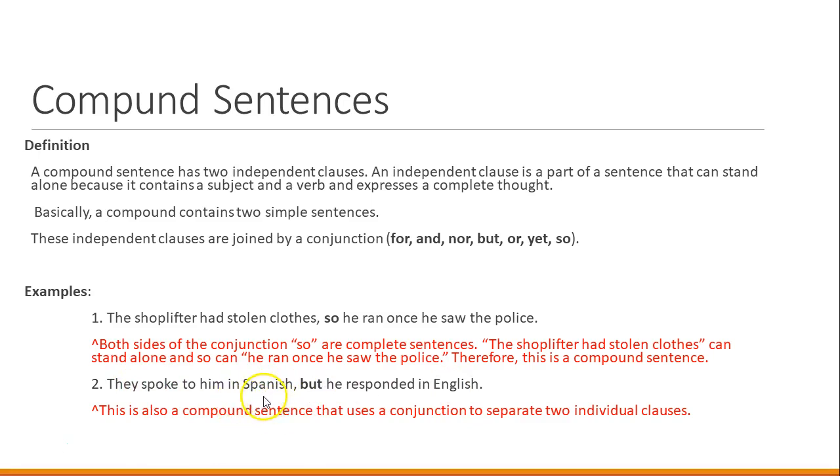Notice what's really important is that in the second part of the sentence, as in the first, you need to have a subject and verb. So if you say, "They spoke to him in Spanish, but responded in English," you don't have a compound sentence, because the second part doesn't have a subject if we remove the "he." But the sentence as is, is a compound sentence.